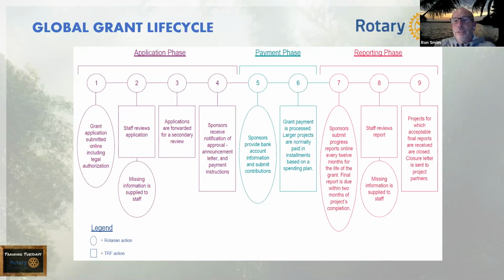The reporting phases, 12 months after you get your money, your report comes due and you have 60 days to report. If your project's not done, it's an interim report. If your project has all the funds spent and you've finished it, you'd call it a final report, and then you file all the proper documents that are needed, receipts, photos, descriptions of what you did, etc. And then the project is finished. So that's it. So thanks. Next slide.